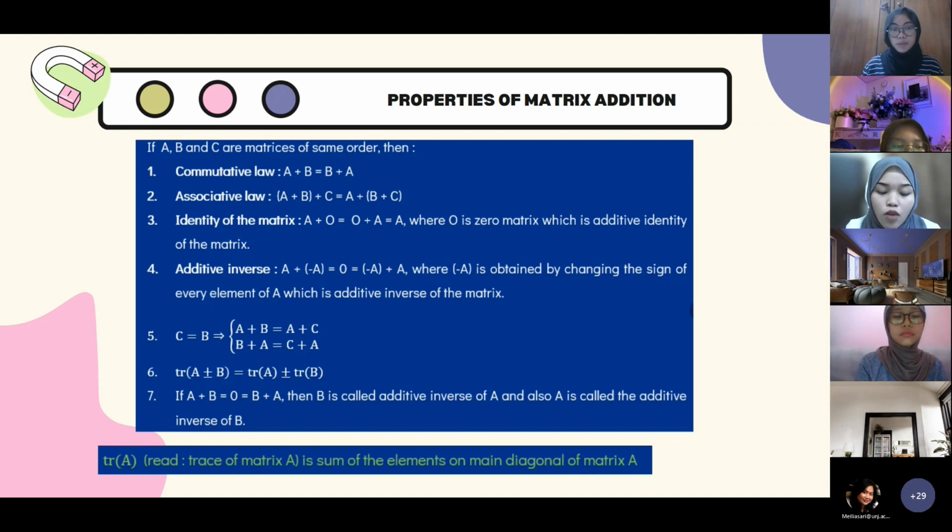Fifth, B is equal to C, where A plus B is equal to A plus C, or B plus A is equal to C plus A. And sixth, trace of matrix A plus or minus B is equal to trace of matrix A plus or minus trace of matrix B. And seventh, if A plus B is equal to 0 is equal to B plus A, then B is called the additive inverse of A, and also A is called the additive inverse of B.